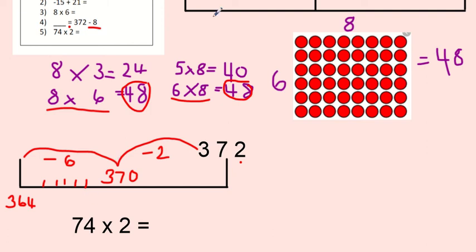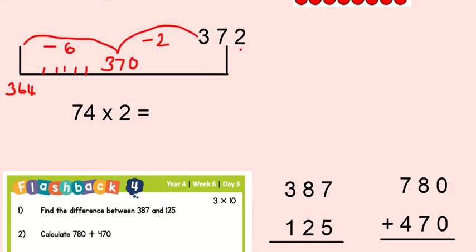Okay, let's have a look then at question number 5. We've got 74 multiplied by 2. Now, if you're multiplying by 2, that's the same as doubling. So we want double 74. Oh gosh, my handwriting's gone a little wonky there.